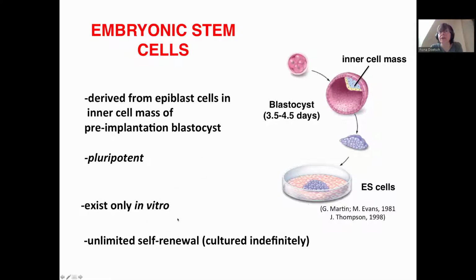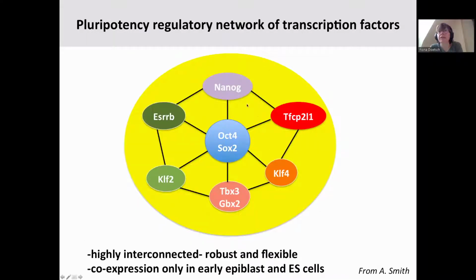So, how is it that these cells can be maintained as pluripotent stem cells? Well, they express a cluster of different transcription factors, which are known as the pluripotency transcription factors. And some of the most famous are OCT4 and SOX2 and NANOG and ESRRB. And all of these are co-expressed uniquely in these early epiblast cells that give rise to the ES cells and embryonic stem cells. And they're highly interconnected in a really robust network so that they reinforce the expression and therefore can maintain this pluripotent state.